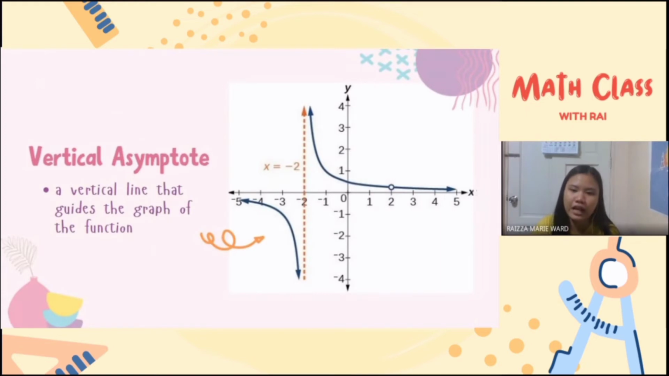Next is vertical asymptote. Vertical asymptote is a vertical line that guides the graph of the function. But just like what you can see on the picture, it only guides the graph but it is not part of the function.